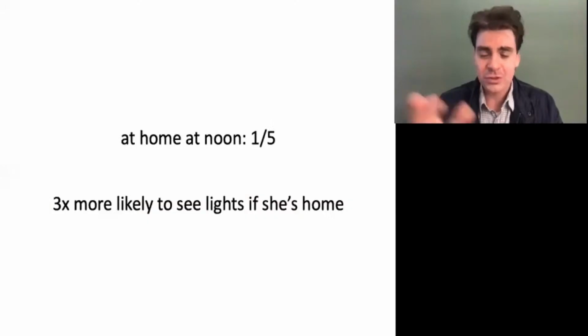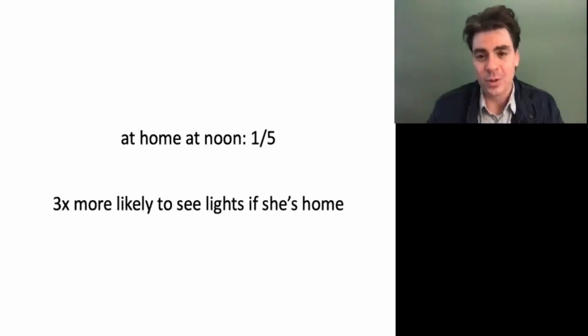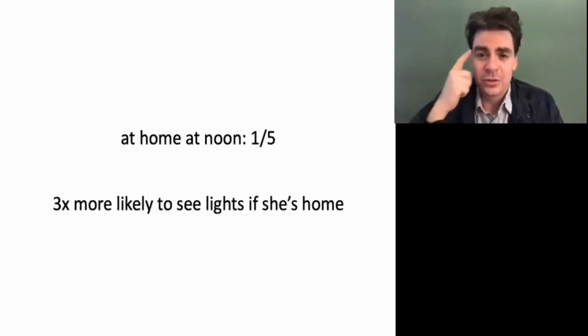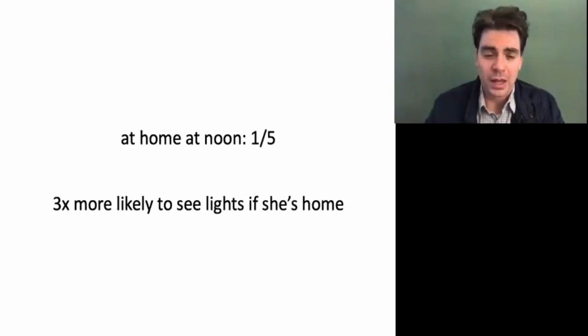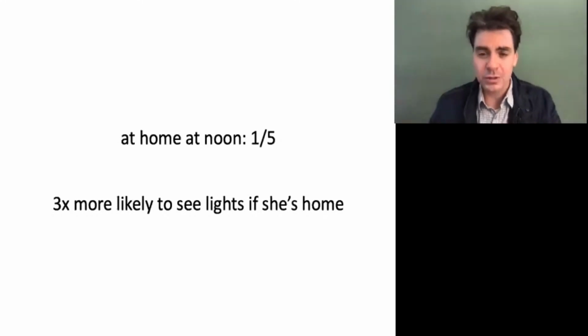And just to give you an example, let's suppose, maybe this is a statistical fact, that she's only home at noon on a Tuesday 1 in 5 times, or maybe you just have roughly that degree of confidence to begin with. And then let's suppose she's 3 times more likely to leave the lights on if she's home than if she's not home. That's really all you need to get the degree of confidence you should have afterwards.